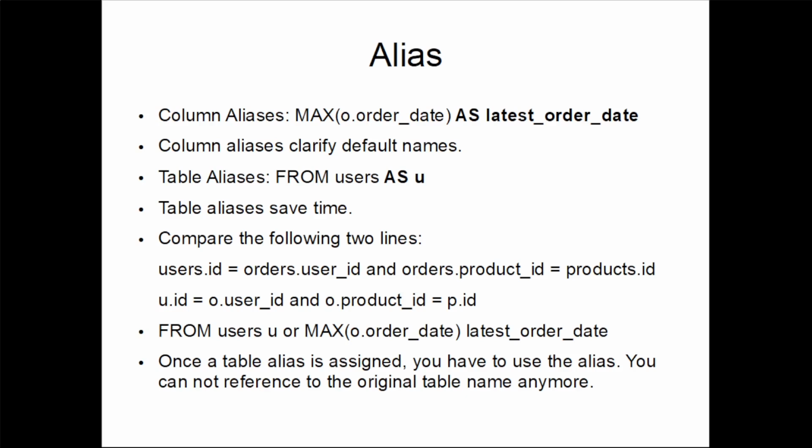Column aliases, like max o.order_date as latest_order_date. When you write something like max o.order_date, it is functional but not exactly self-explanatory in the output. Adding as latest_order_date is like giving your result a name tag. It tells anyone looking at the data, hey, this is the most recent order date. Without it, you would get a generic column header like max o.order_date, which is a mouthful and not very human-friendly.